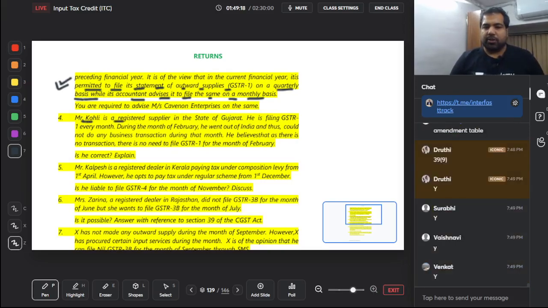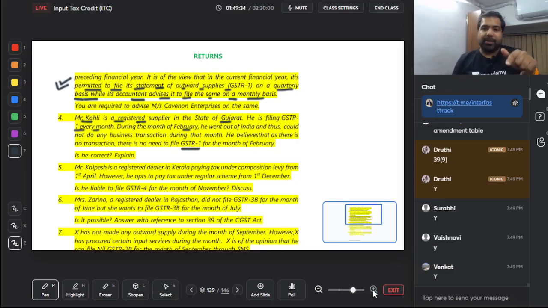Mr. Kohli is a registered supplier in the state of Gujarat. He is filing the GSTR 1 every month. During the month of February, he went out of India and thus could not do any business transaction. He believes that as there is no transaction, he does not need to file GSTR 1.